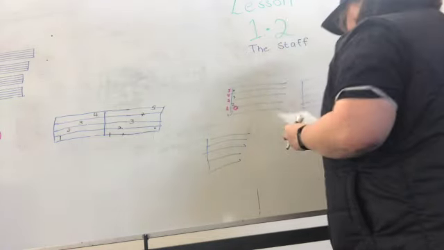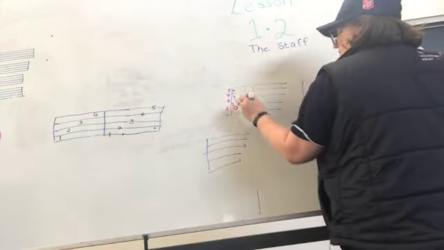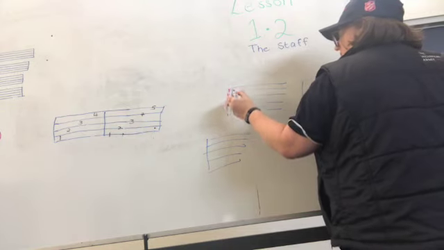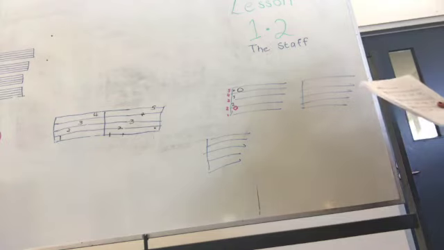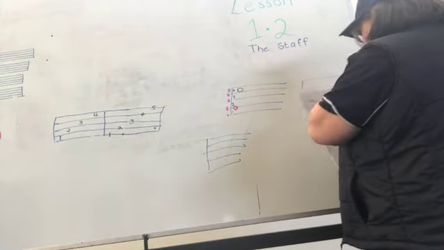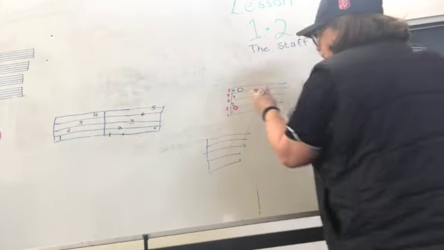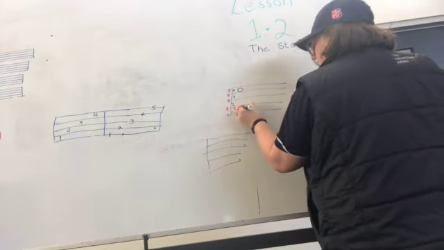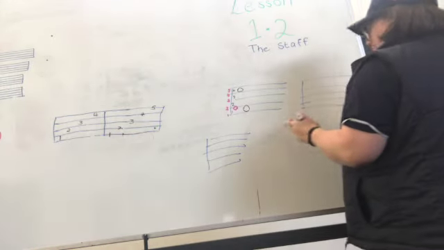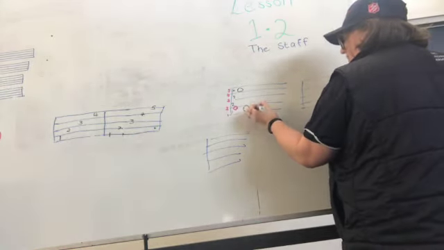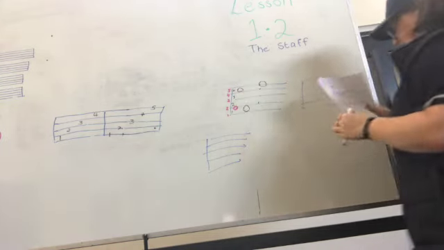Okay, so it says draw a note on space number 4. So we know we've got 1, 2, 3, space number 4 is at space number 4. The next one, draw a note in space number 1. So we look it out and we go 1 here. Draw a note on line 5. So remember, 1, 2, 3, 4, 5. So that's that one.